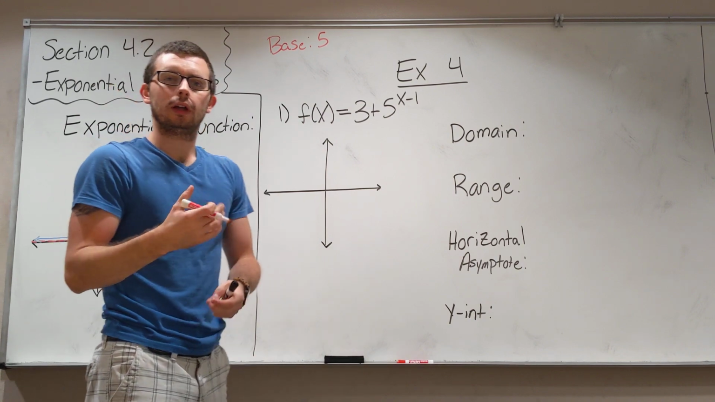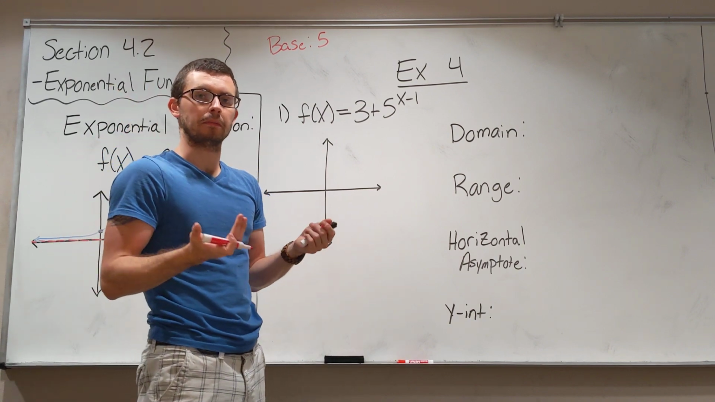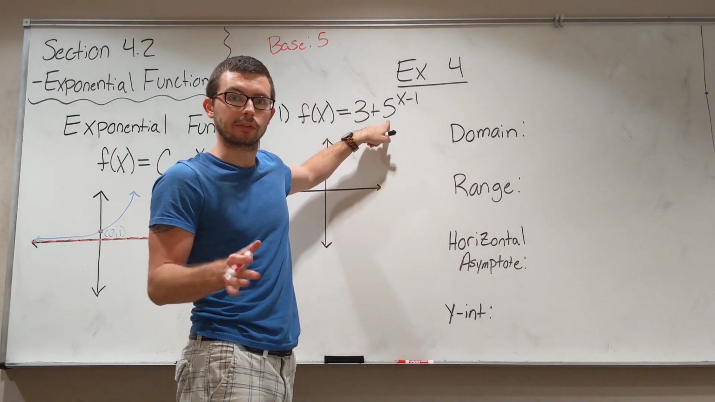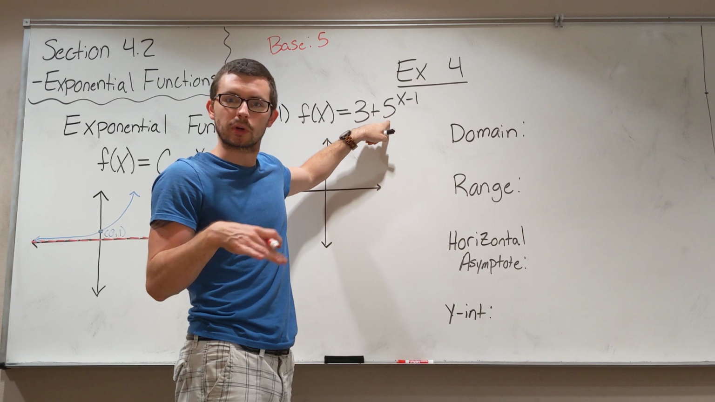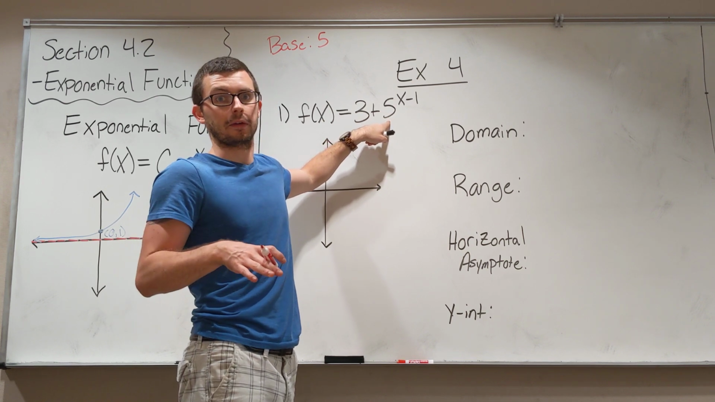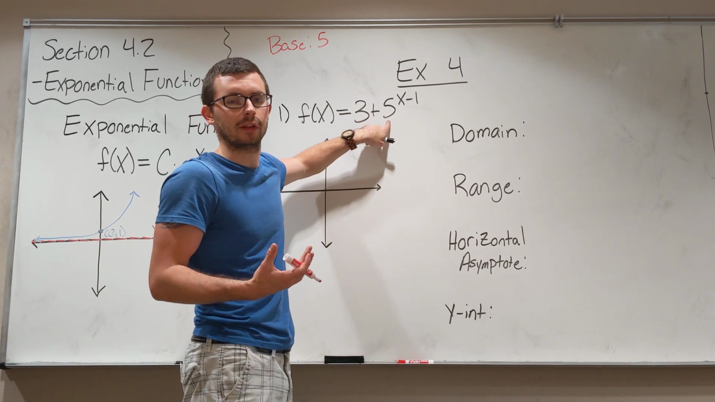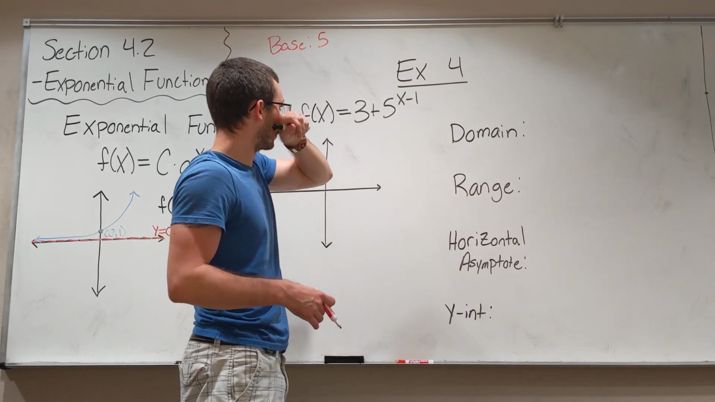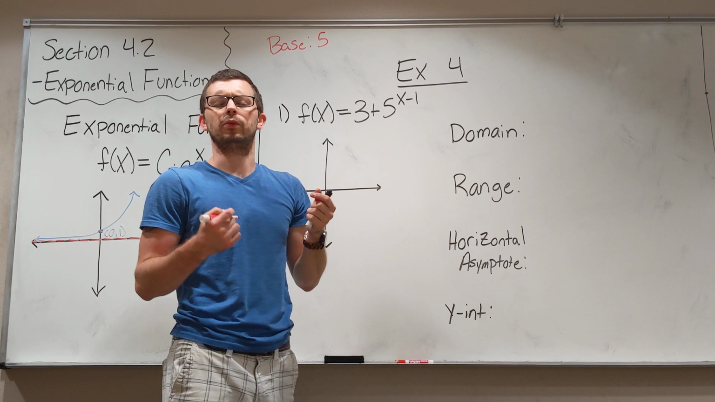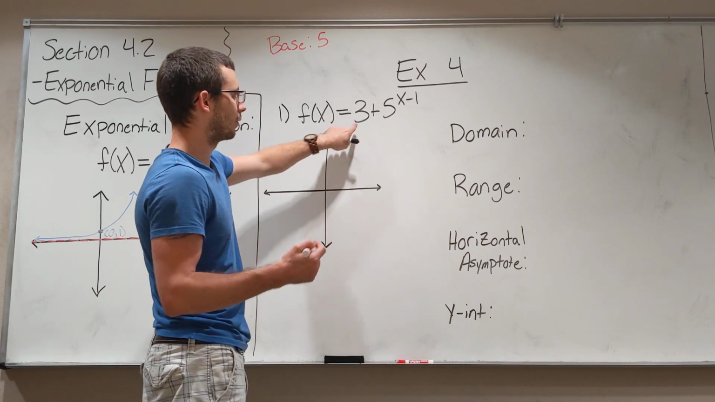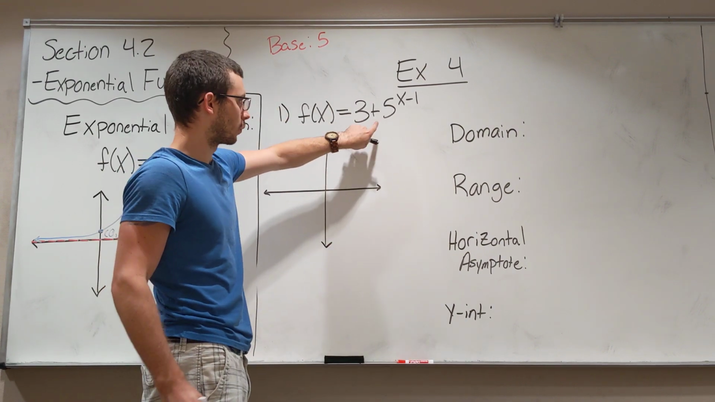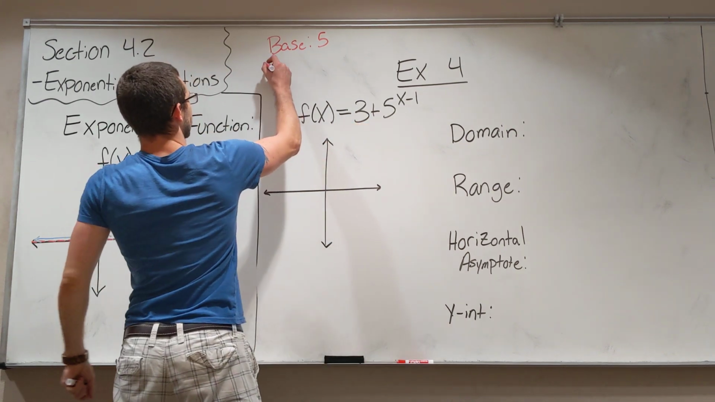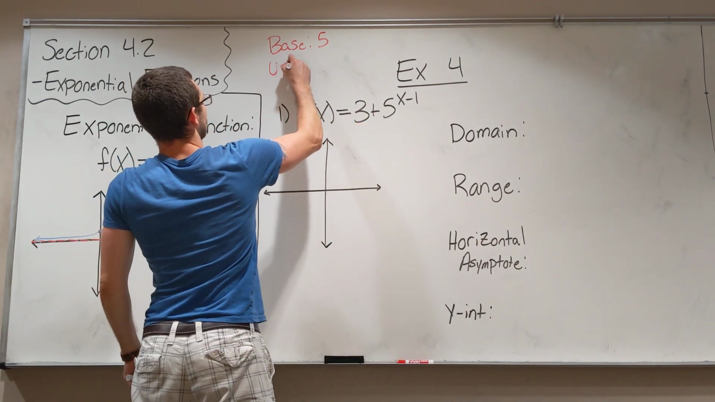Also, we need to determine any other transformations that may be happening. So this 5 here does not tell us a vertical stretch or compression. The 5 is the base, and it has a different function. Additionally, we want to look for any shifting. We do have a shift up of 3. Remember, anytime you add a number to a function, that tells us we go up 3.